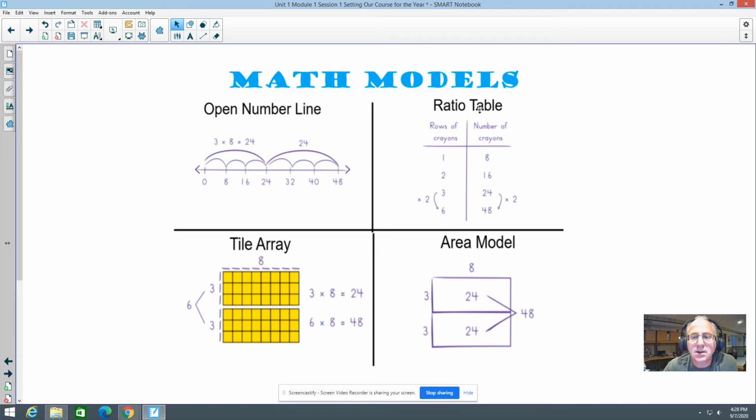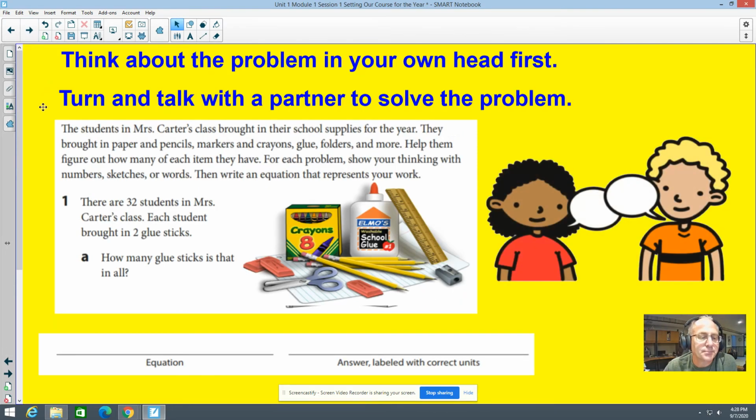You could do like the ratio table. Some people call it T-chart. You got the arrays. You got open area, and those number lines, which you work so heavily on in third grade. Just a little repeat.